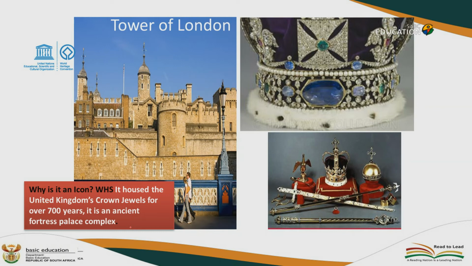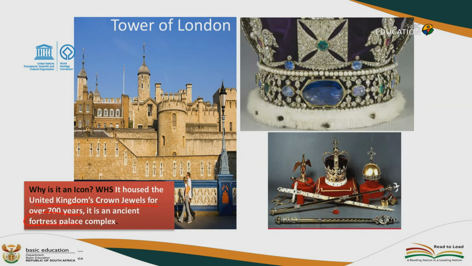The Tower of London. Remember I said to differentiate between the Tower of London and the Tower Bridge. Why is the Tower of London an icon? It has housed the United Kingdom crown jewels for over 700 years. Remember we said icons, most of them, are many years old. Imagine housing the crown jewels for so many years. And then also it is an ancient fortress and palace.